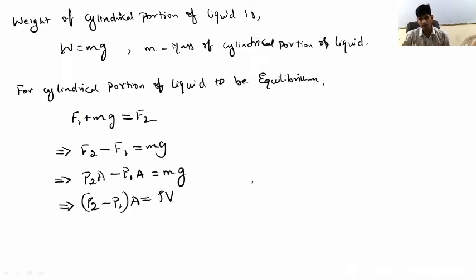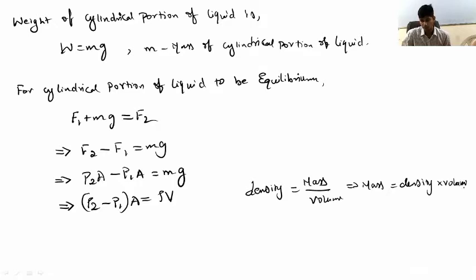We know that density is equal to mass by volume. This implies mass is equal to density into volume. Correct? Mass is equal to density into volume. So what I have done is I have written mass as density of liquid into volume of the cylindrical portion of the liquid into g.